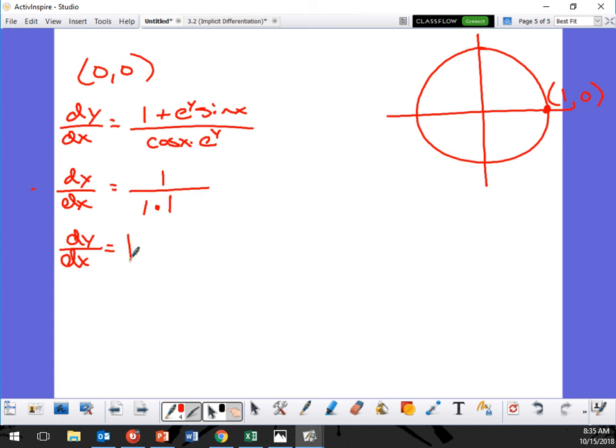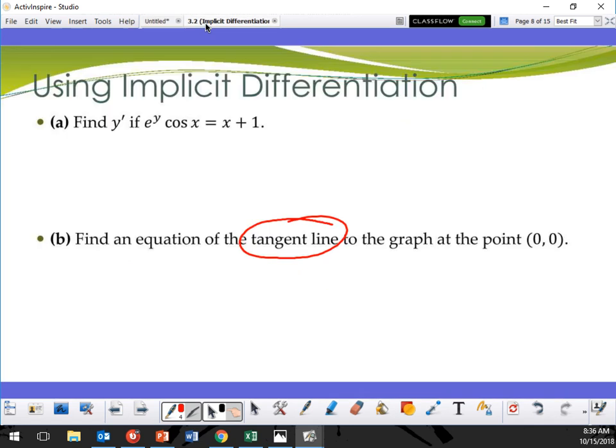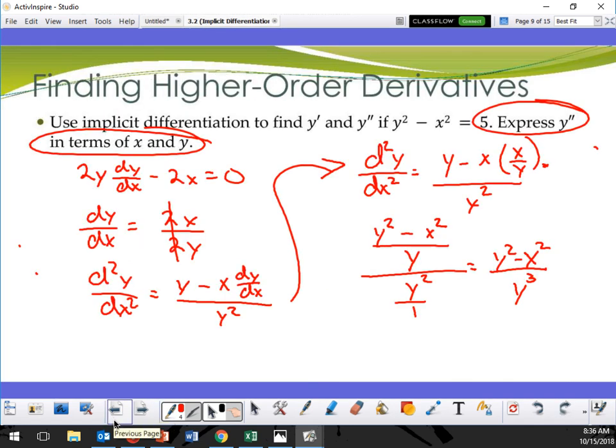So I'm trying to find an equation of this now. So now it's going to become y minus 0 equals 1 quantity x minus 0. So that's going to just give me y equals x. Y equals 1x. Okay? Let's see. I think that was it for this one. Yeah, because this one's coming up tomorrow.